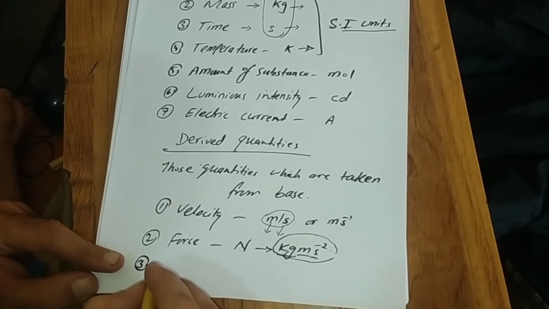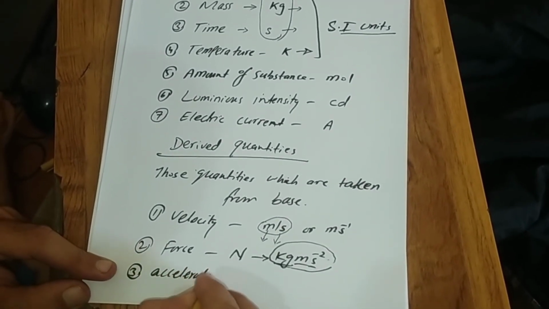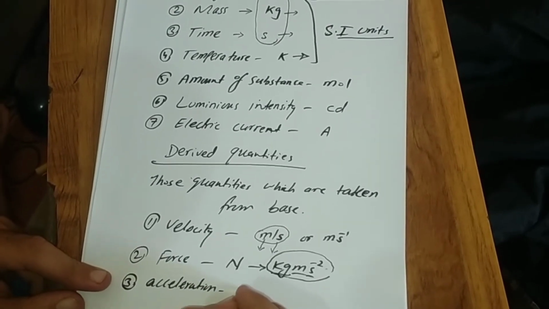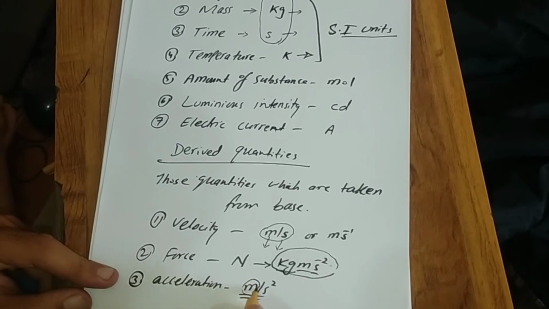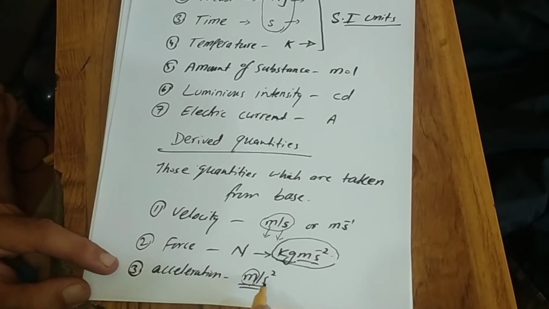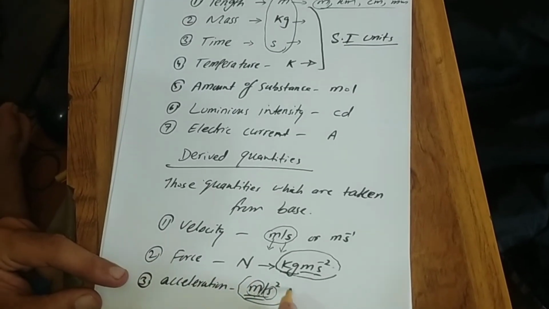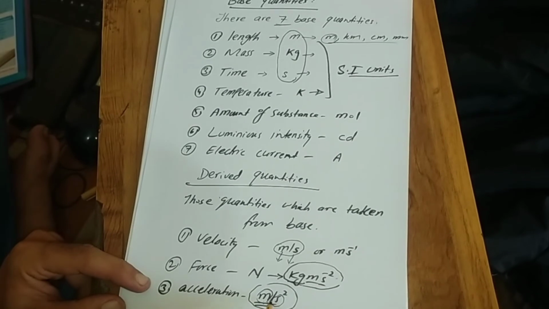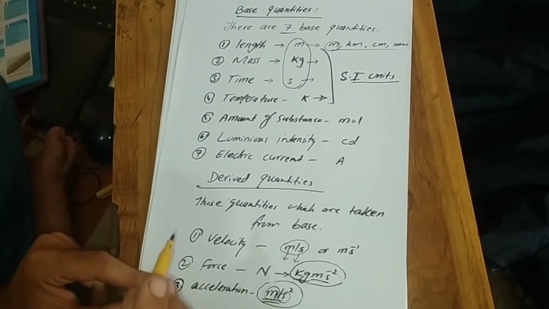Giving you another example, that is acceleration. Acceleration has a unit what? Meter per second square. So again here meter is a base unit or base quantity, and second is a base unit. Since the unit of acceleration is meter per second square, again this is a derived unit because it is taken from the base unit.